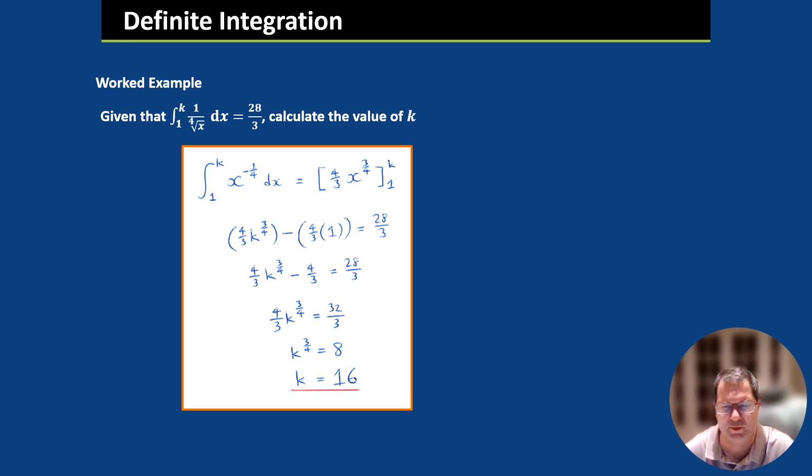Substitute in k, substitute in 1 and subtract, and after a bit of rearranging we get 4/3 k to 3/4 is 32/3, times that by 3/4, and then we get k to 3/4 is 8. If we then find the cube root of 8 and do the power of 4 for that, we end up with 16 for the answer.